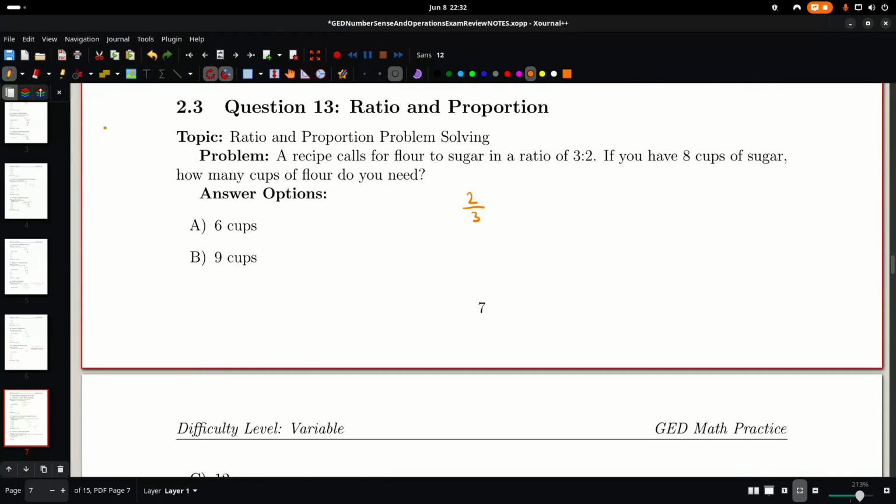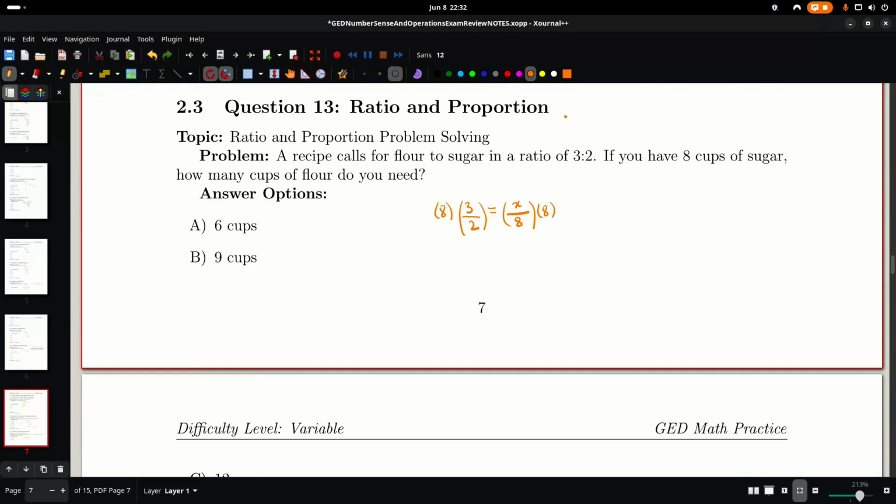Except we want the number of cups of flour, so my mistake. It's probably better to leave it as it is. So flour to sugar is 3 over 2. And we have 8 cups of sugar, so 8 goes in the denominator, but we want to know what x is, the number of cups of flour for 8 cups of sugar. So we want to solve for x, so we're going to multiply both sides of the equation by 8, like so.